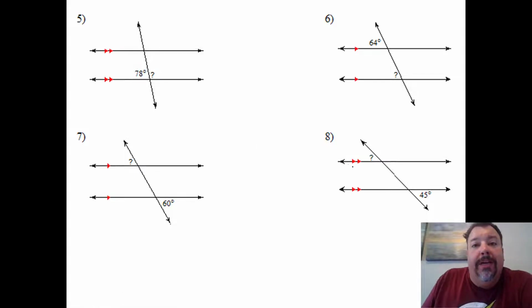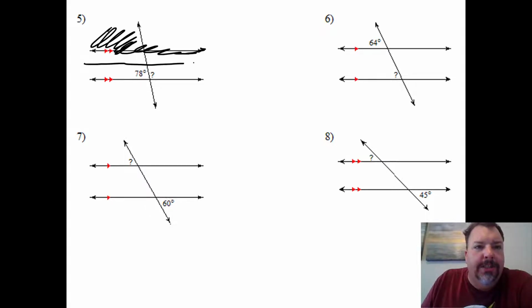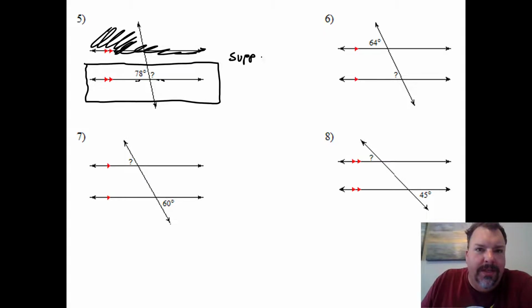We'll do a few more here. Let's look at number 5. So in this example, just like in the vertical example, I don't need this part of the picture. All I need to do is focus on these two lines. And if you notice, they're right next to each other. They're adjacent, or even better yet, they are supplementary or a linear pair.